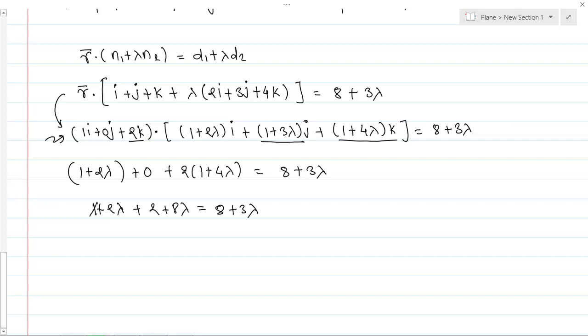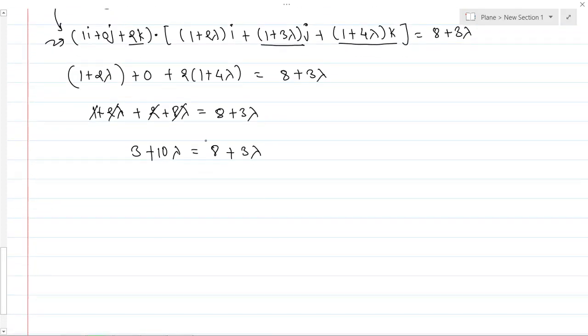So 1 plus 2 is 3, and 2 plus 8 is 10 lambda, equals 8 plus 3 lambda. Okay, so take this 3 lambda on this side, so you will have 7 lambda, and take the 3 on that side, so you will have 5. So what is the value of lambda you are getting here? So lambda is equal to 5 by 7.